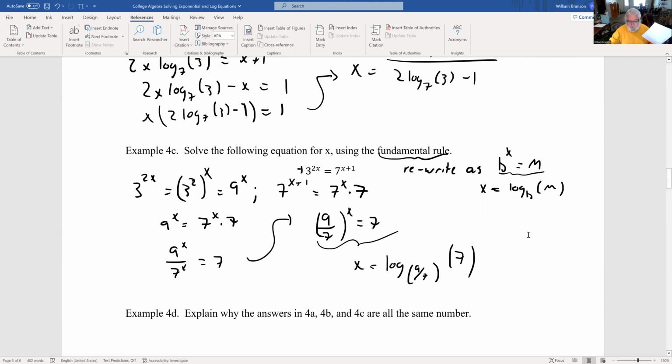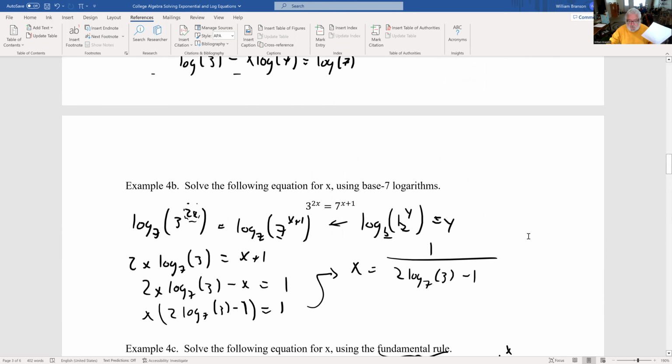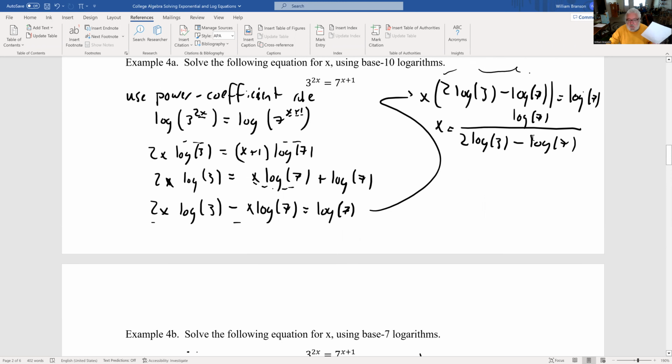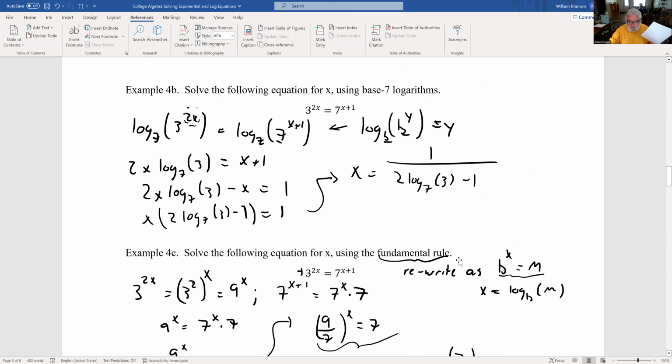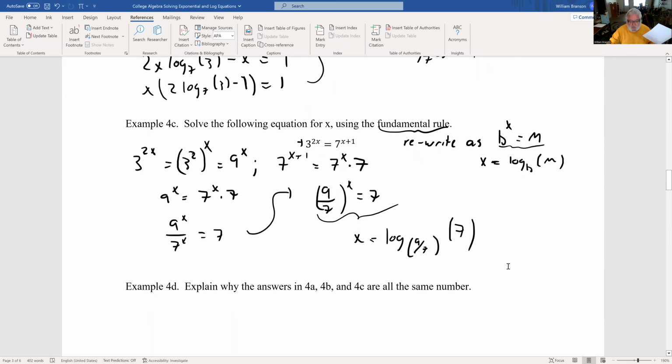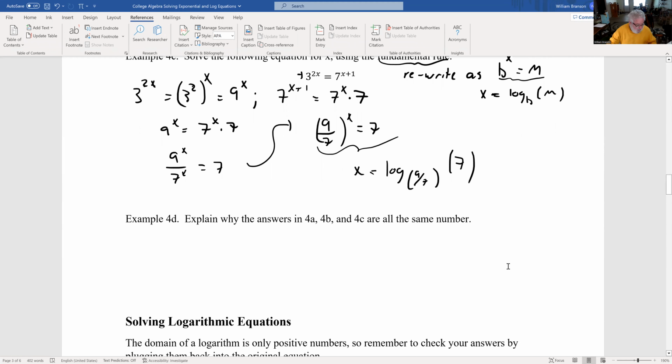So why are these three things all the same number? Here's one, here's another version, here's another version. They're all solving the same equation. So why are these all the same thing? So if we take the answer in 4a, right, that's log of 7 over 2 log of 3 minus log of 7. Those are all base 10.